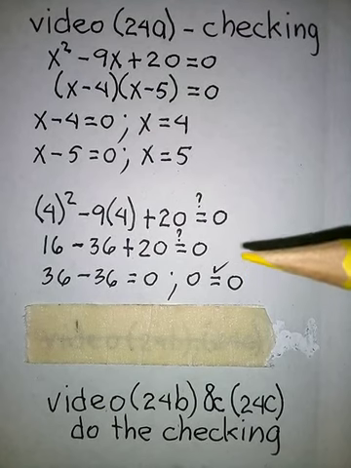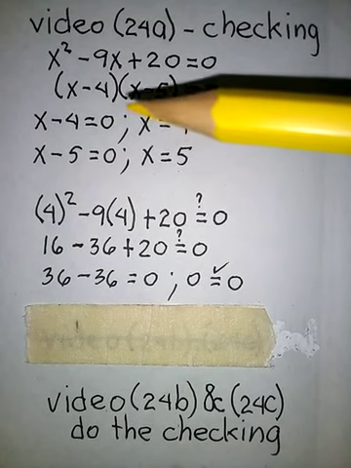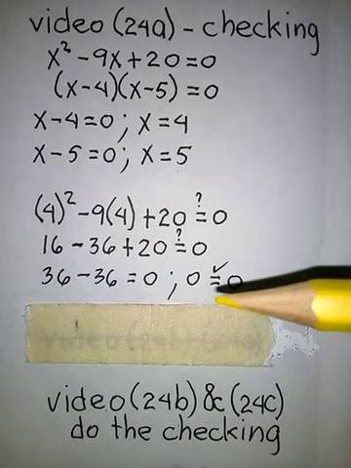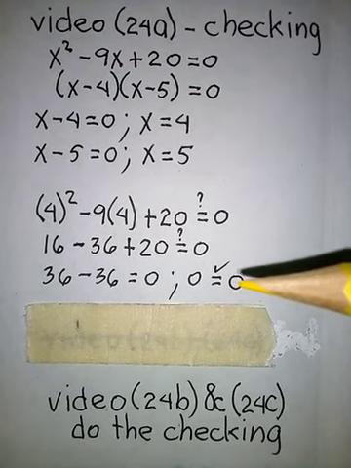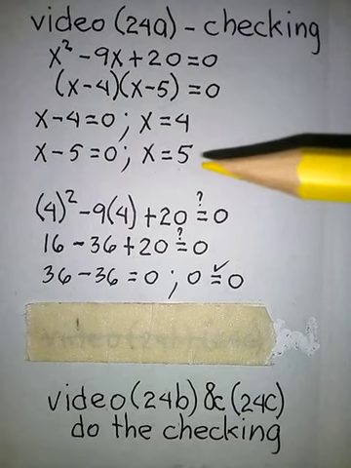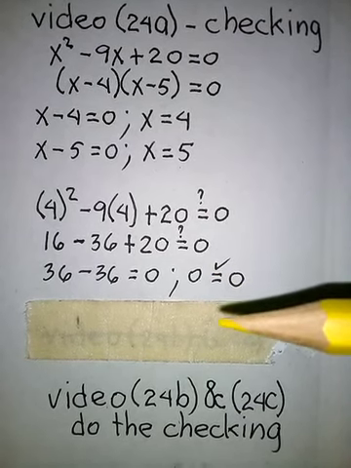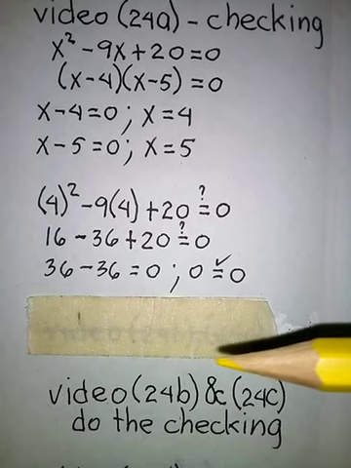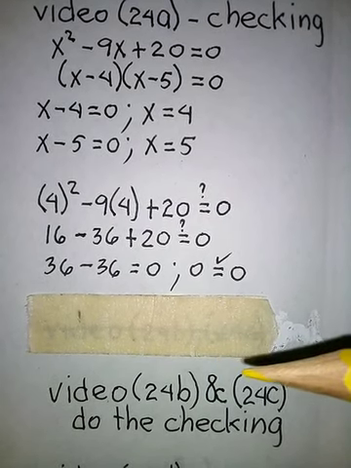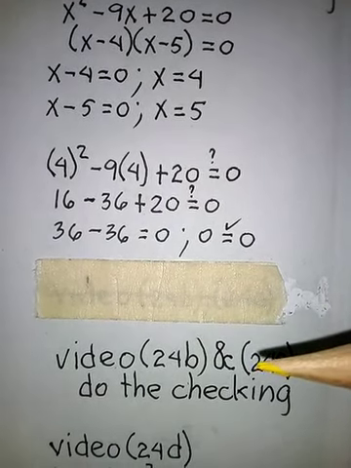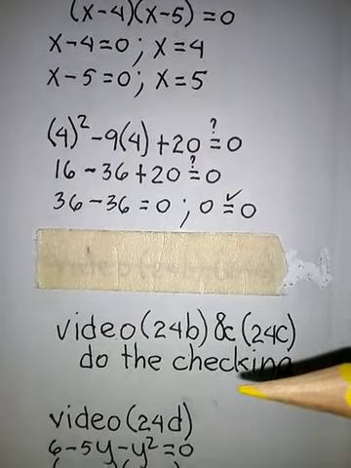So that means that x minus 4 as the first factor is correct. So do the checking for the other value, which is x is equal to 5. Okay? And then also in video 24B and 24C, you can do the checking by yourself. Okay? So let's go now to video 24D.